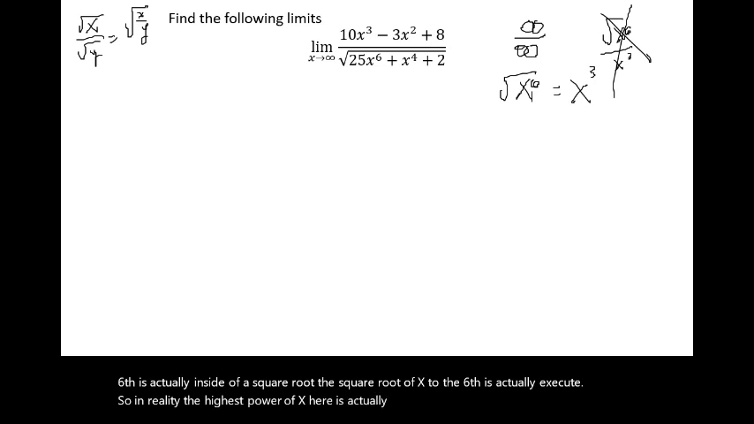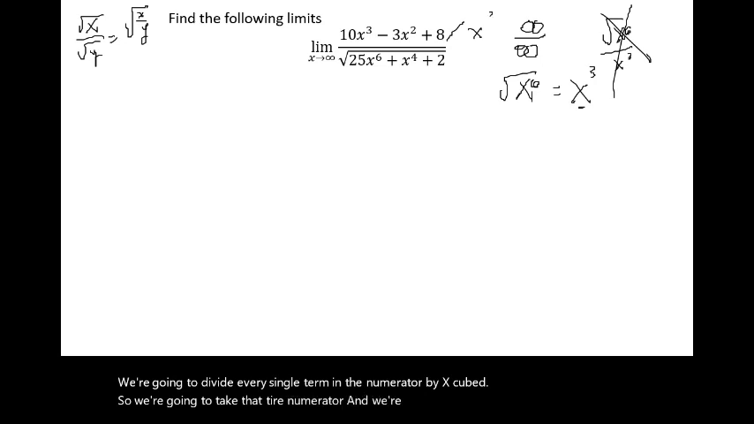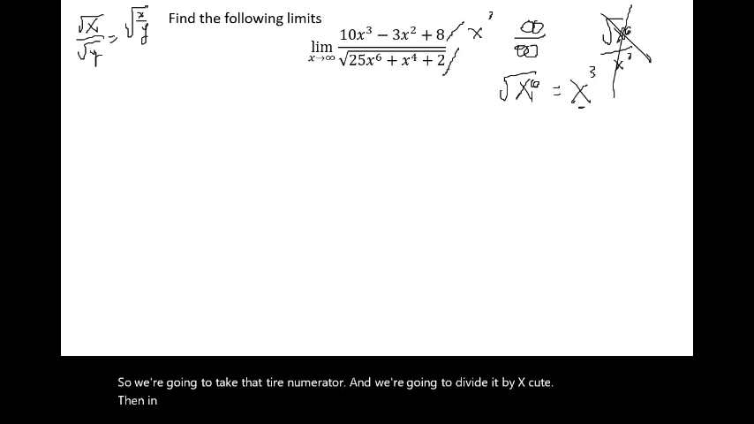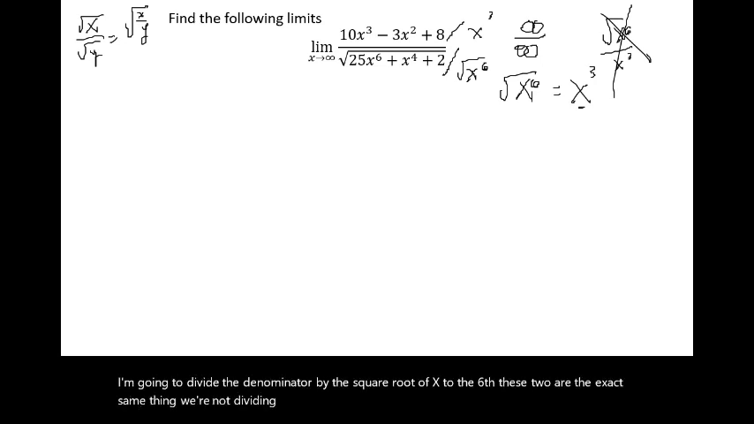So here's what we're going to do. We are going to divide every single term in the numerator by x cubed. So we're going to take that entire numerator and divide it by x cubed. Then in the denominator, I'm going to divide the denominator by the square root of x to the sixth. These two are the exact same thing. We're not dividing the numerator and the denominator by different things technically. We're still technically doing the same thing to the top as we are to the bottom.